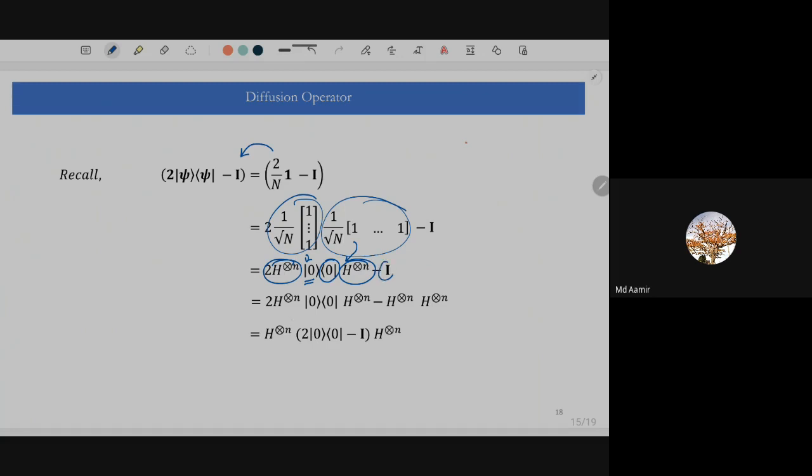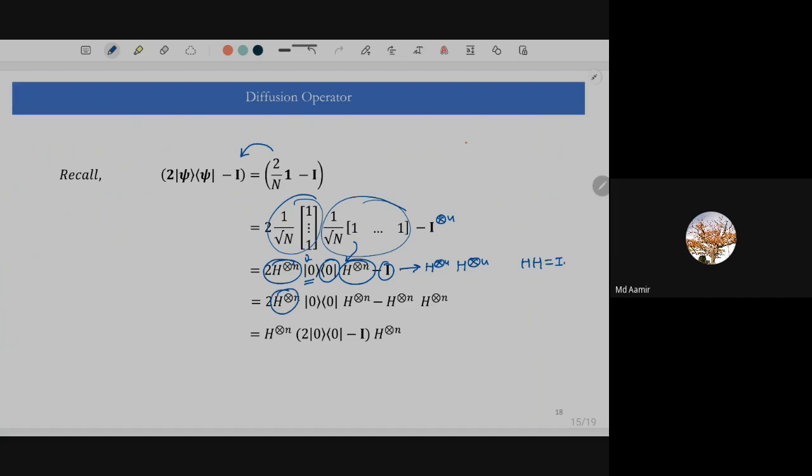But here we can also see that I can be written as H tensor n times H tensor n, because H squared is I. If we multiply H tensor n with H tensor n, we get I tensor n. So now we write it like this: 2 H tensor n, |0><0|, H tensor n, minus H tensor n multiplied with H tensor n.